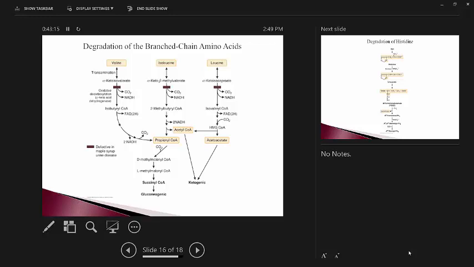Any questions? Okay, where do they go? All of them end up going to, they're gluconeogenic. They go to succinyl-CoA under gluconeogenic conditions. Everybody see that? Any questions about that?